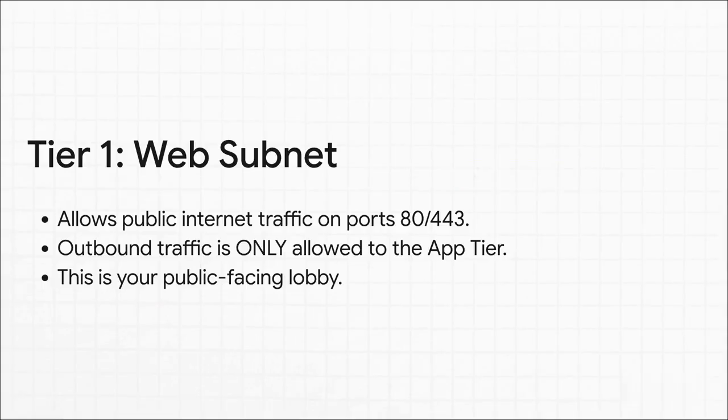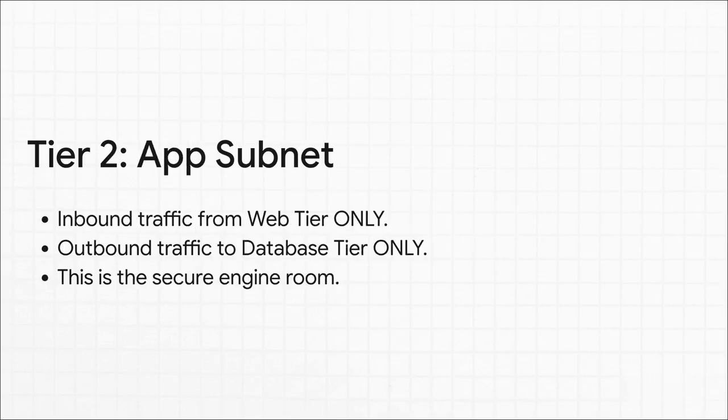So our first subnet is for that web tier. Think of it as the public lobby of our fortress. Its NSG rules will allow visitors from the internet, but only on standard web ports. And, this part is crucial, another rule makes sure this lobby can only talk to the app tier and absolutely nowhere else. Next up, the app subnet. This is our secure engine room. The NSG rules here, even tighter. It will only allow inbound traffic from our web tier. That's it, not the internet, not anywhere else. And it's only allowed to send traffic out to one place, the database tier.